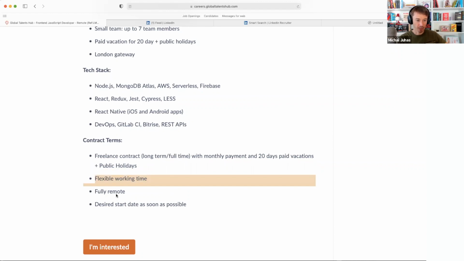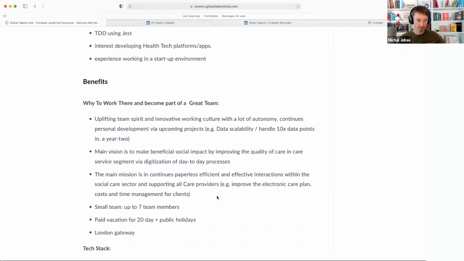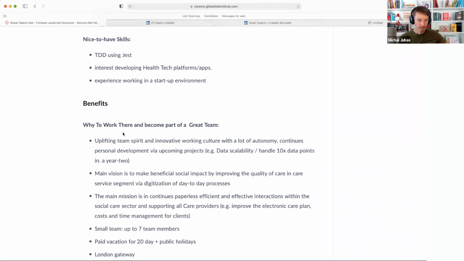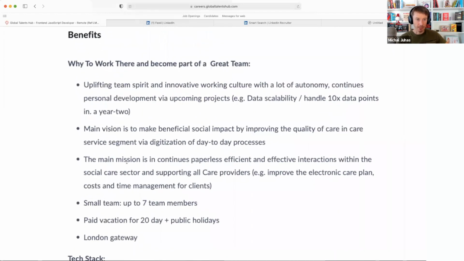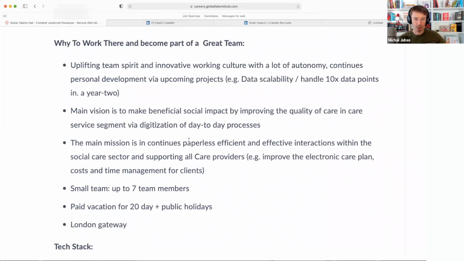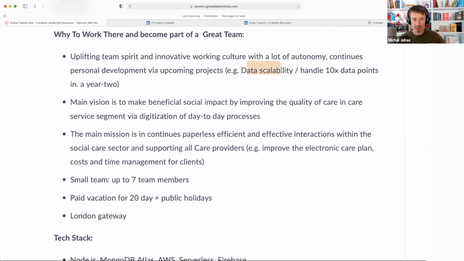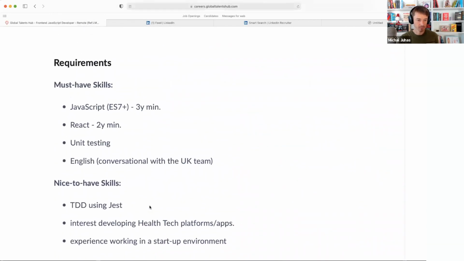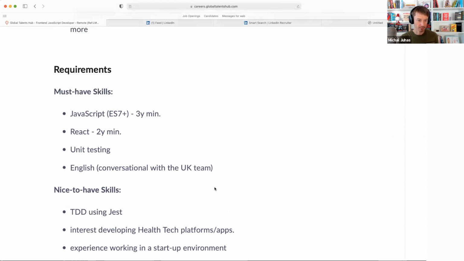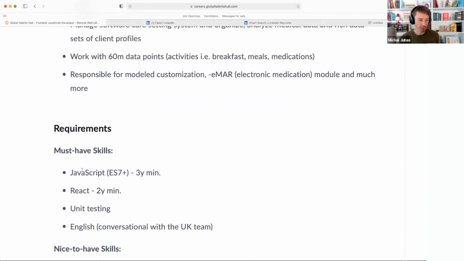A flexible working time, fully remote, desired start date as soon as possible. Uplifting team spirit, innovating work culture, data scalability. This is the interesting selling point, especially for those who are excited about health tech. And yeah, that's pretty much it about these skills.